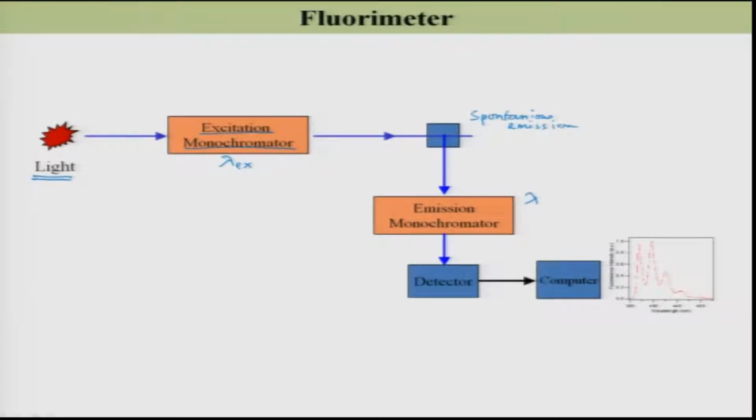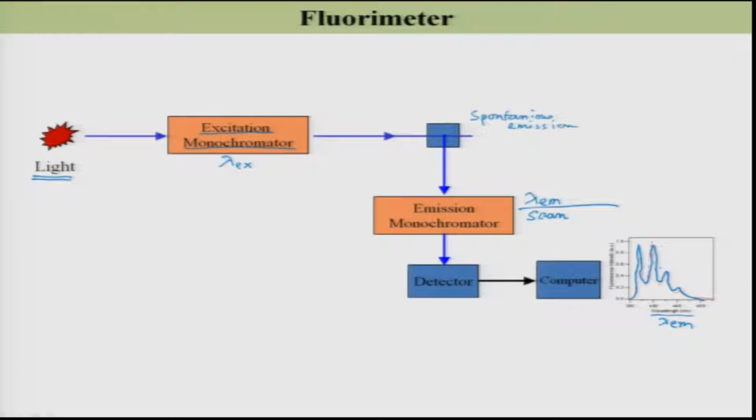Here is my lambda emission set by the emission monochromator, and we scan it from a lower value to a higher value or higher to lower, at your wish. No problem. The detector signal is collected in a computer, and what I have shown here is lambda emission plotted against fluorescence intensity. In this case you will see a nice fluorescence band like this. This is for anthracene, and so you get this emission spectrum.